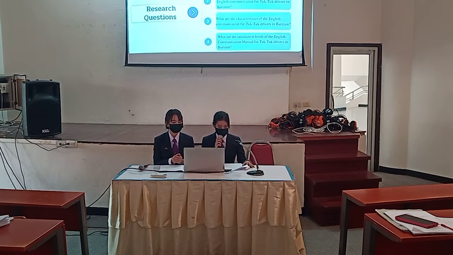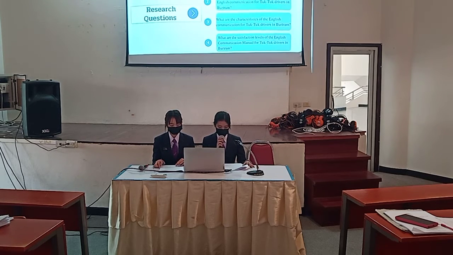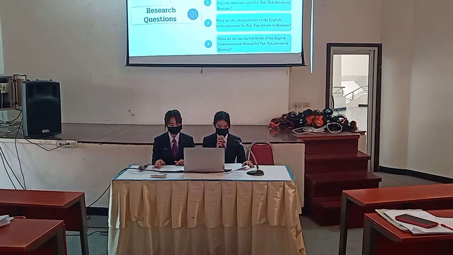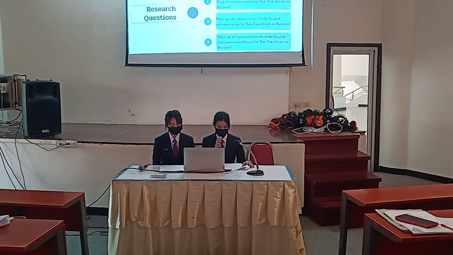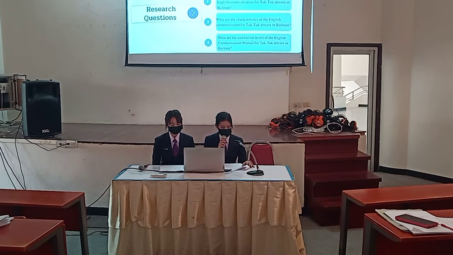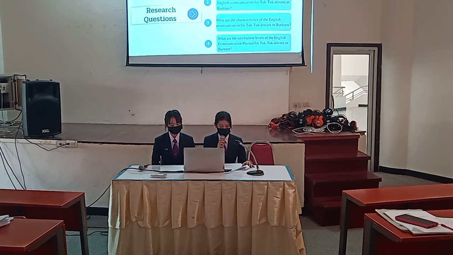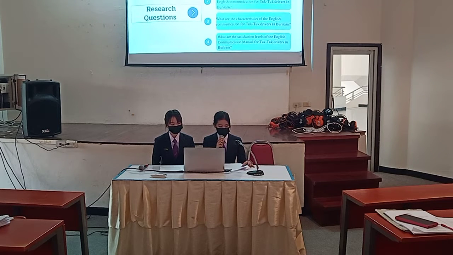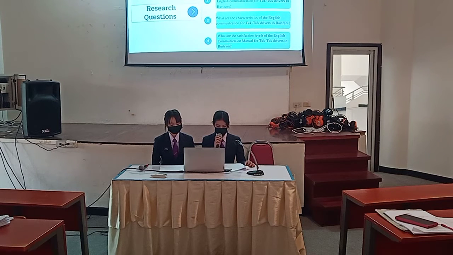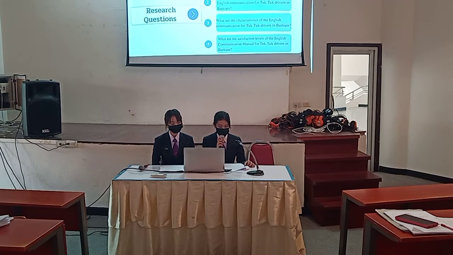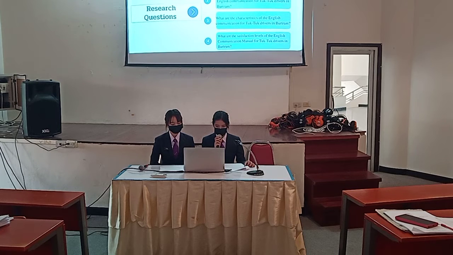About research question. First, what are needs and programs of English communication for tuk-tuk drivers in Buriram? Second, what are the results of needs and programs of English communication for tuk-tuk drivers in Buriram? Third, what are the characteristics of the English communication for tuk-tuk drivers in Buriram? The last one, what are the satisfaction levels of the English communication manual for tuk-tuk drivers in Buriram?